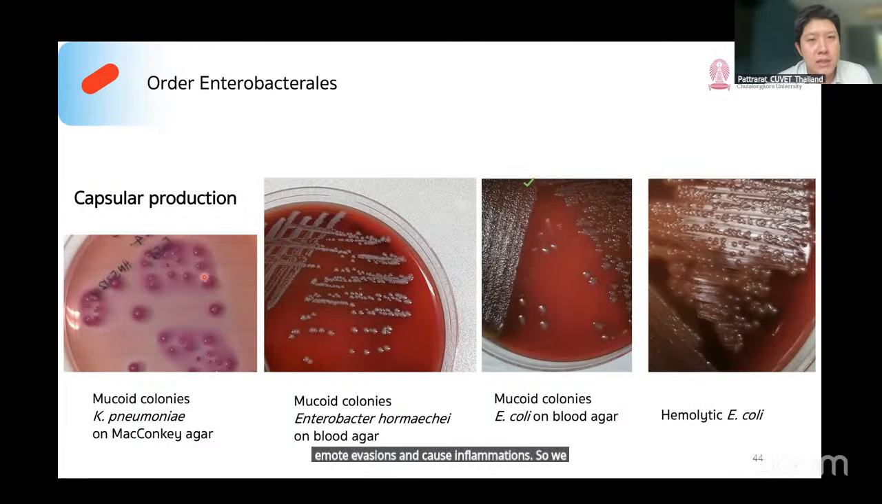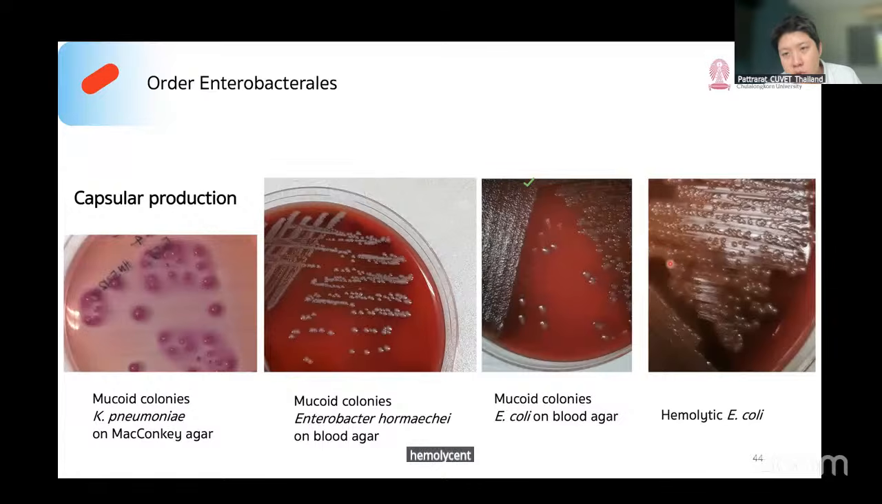So we can see the colonies of Klebsiella and Enterobacter. They present mucoid colonies because they produce capsules. And some strains of E. coli can also produce hemolysins that show hemolysis on blood agar.